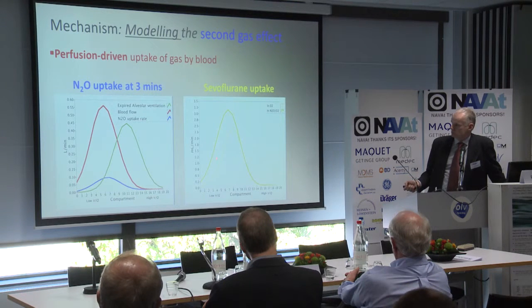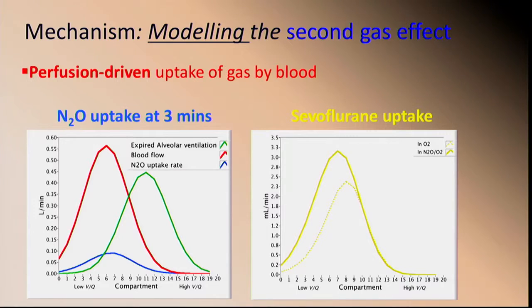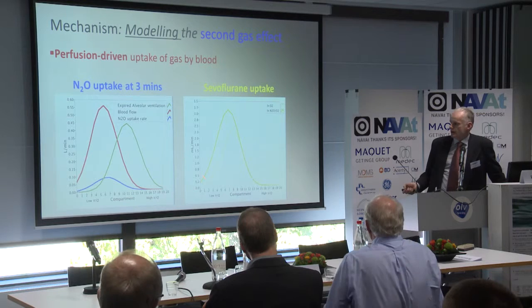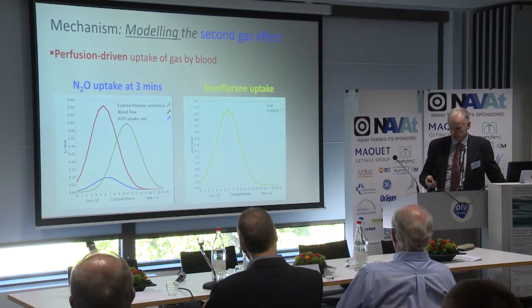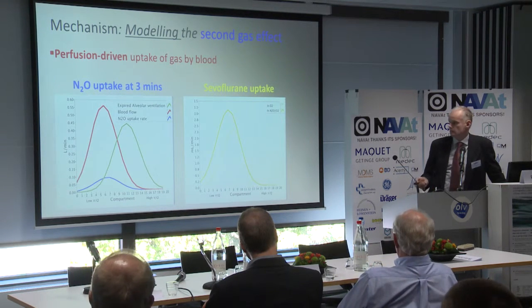So what happens to the sevoflurane, the second gas, in this model? The dotted line is the predicted uptake of sevoflurane if there's no nitrous oxide present, and the solid line is uptake of sevoflurane in a nitrous oxide oxygen mixture. So the difference between those two curves there is the second gas effect. You can see where it's occurring. It's occurring in those well-perfused, moderately low VQ compartments, and it's a powerful effect. At least that's what the computer models predict.